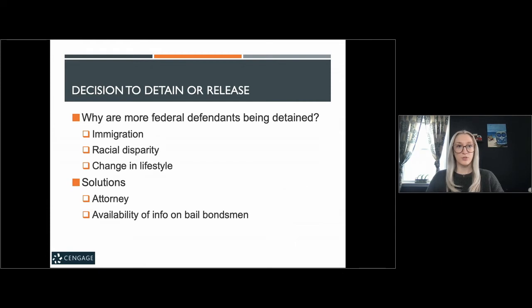So what are some solutions that we have to this? Well, the defendant has the right to have an attorney present at a bail hearing, but some defendants don't request to have one present. And the attorney there, if they are present, can present facts in favor of the defendant to help fully assure the courts that that defendant will return. They might think of things that the defendant would not think to say in that hearing.